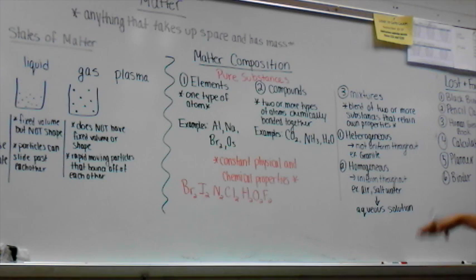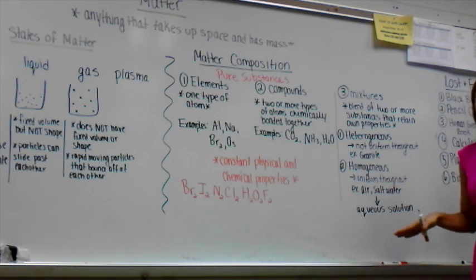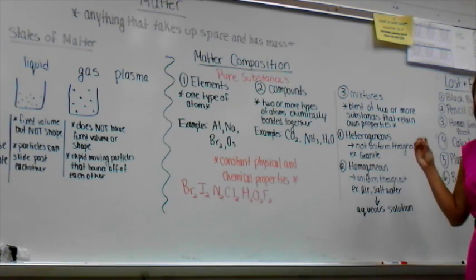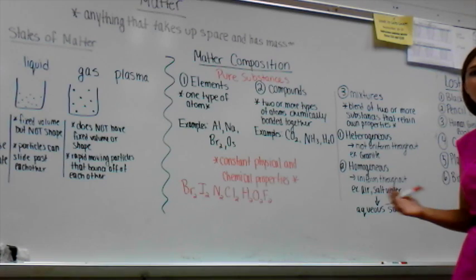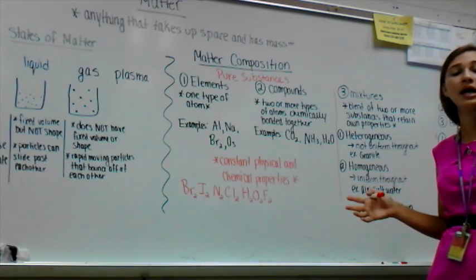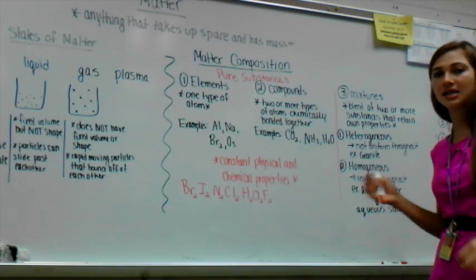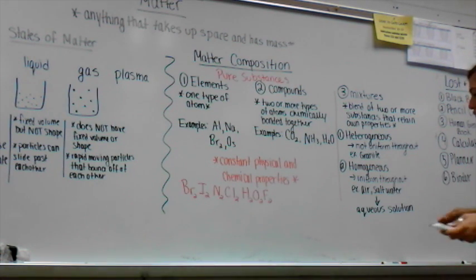Underneath homogeneous mixtures are solutions. A solution is just two different types of substances being put together. It's usually in a liquid form, but it doesn't always have to be two liquids. It can be a solid in a liquid. It can be a gas in a liquid, coming together to form a solution.